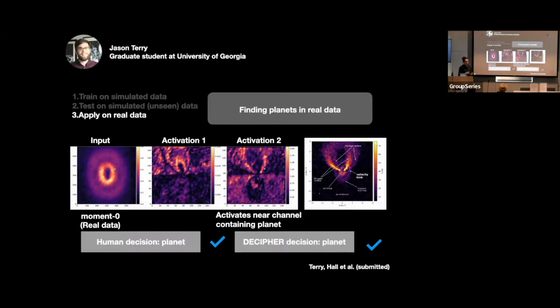But this is really nice because it's a proof of concept that shows that if you take synthetic data from simulations, you train your machine learning tools, you can apply it to real data and it works. So that's what we found here. So we're applying this architecture to find planets in real data. So this is really nice.